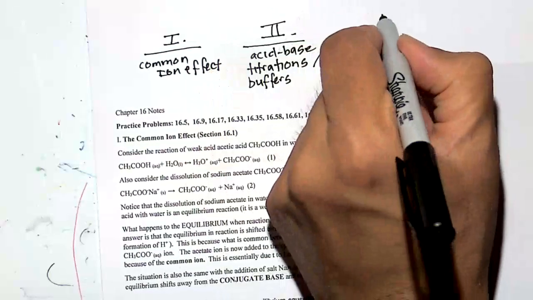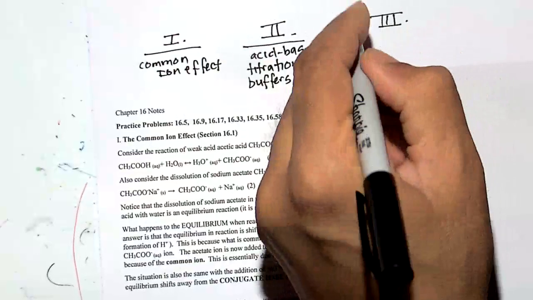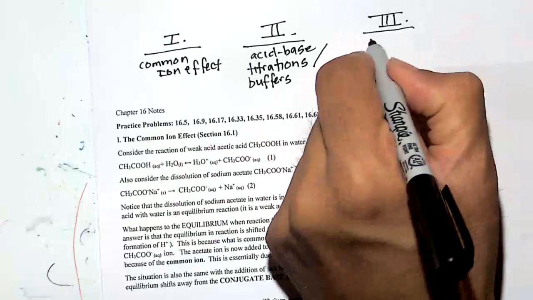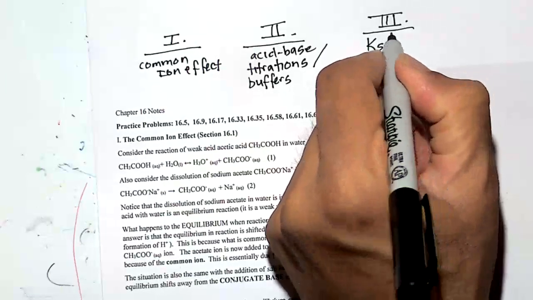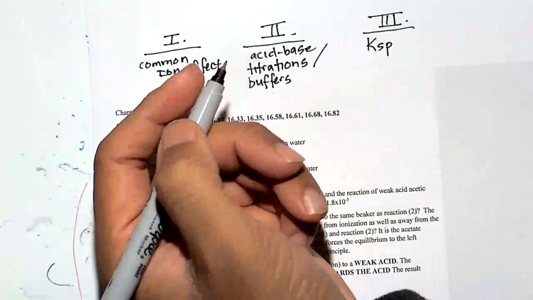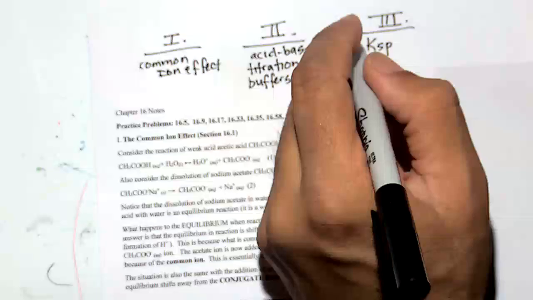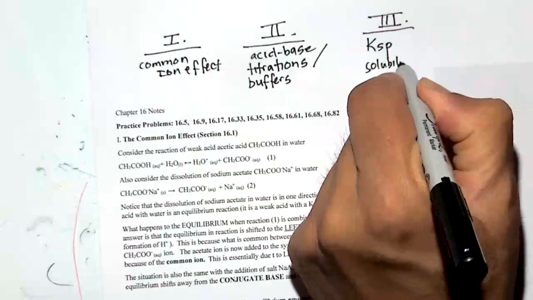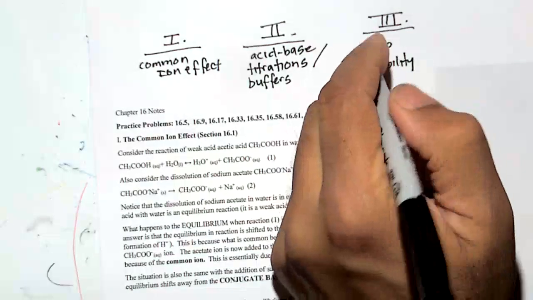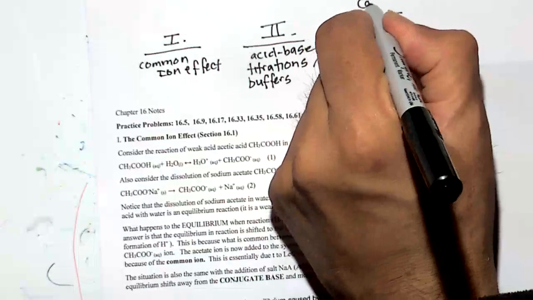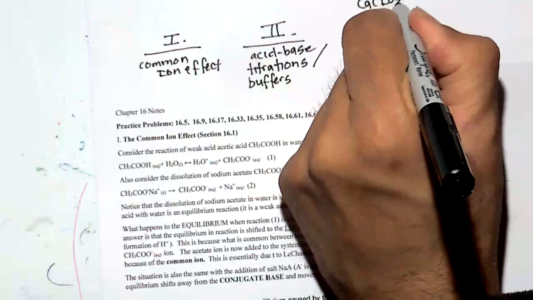Okay, I'll talk briefly about buffers, and then the third and final thing about this chapter is a new K, a new equilibrium constant. This is called KSP, and this is called the solubility product constant. Okay, we did this last week in our lab. In our lab, we had to calculate the KSP of calcium iodate.